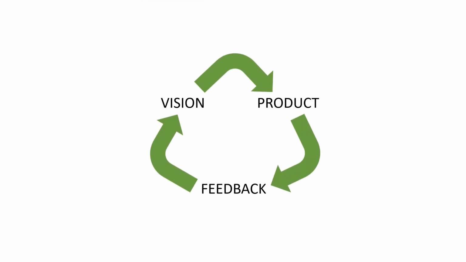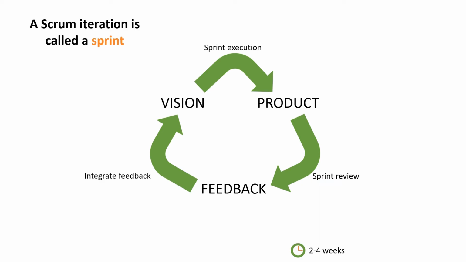This cycle, vision, product increment, feedback, is called a sprint, and it lasts 2 to 4 weeks. It is the way Scrum proposes to maximize value. It provides a good balance between the possibility to focus on a concrete increment and fast feedback integration.